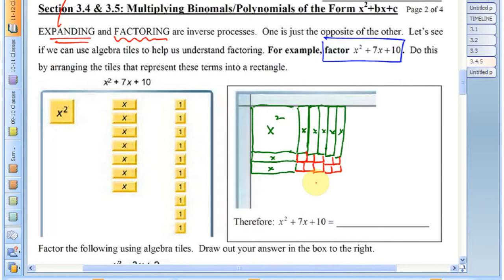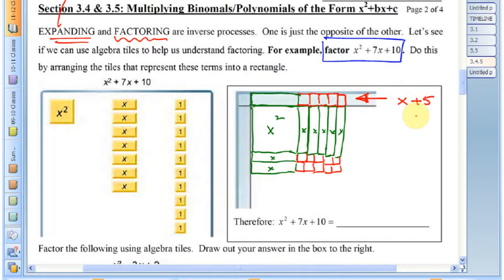All right, once you've drawn the picture, what's the actual answer? Well, your answer actually becomes the length and the width up here. How do we describe this length up here? Well, notice this is just X, and what else do we have? Five little ones. So I want you to draw your length in now for me. Here's your X, and then here are your ones. And what does that represent in algebra terms? That's the same thing as X plus 5.